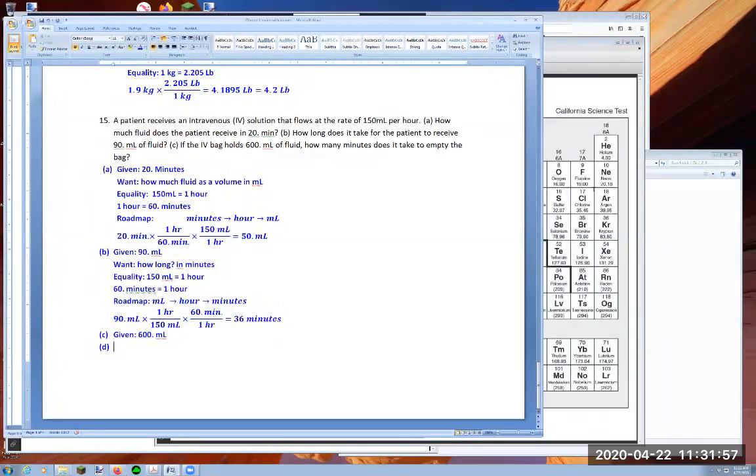So what you want is how many minutes? How many minutes will it take to empty that? So we know the unit this time. It's given in the question.